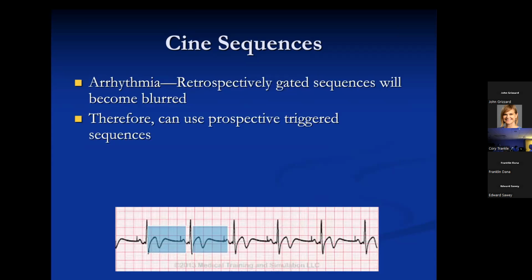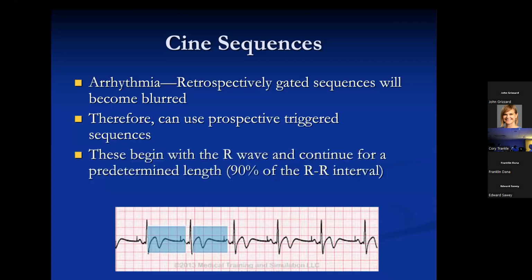But what you can do then is use a prospectively triggered sequence. Well, how does that work? What you do is you start with the R wave and you acquire for some variable length of time, and then you cut off the acquisition. So let's say that your basic cycle is 60 beats per minute, but every now and then you throw a beat that's coming in at 500 milliseconds, seemingly at 120 beats per minute. What you can do is set your prospective sequence to start at the R wave and then go for 490 milliseconds, and you'll cut off all those arrhythmic beats, right?